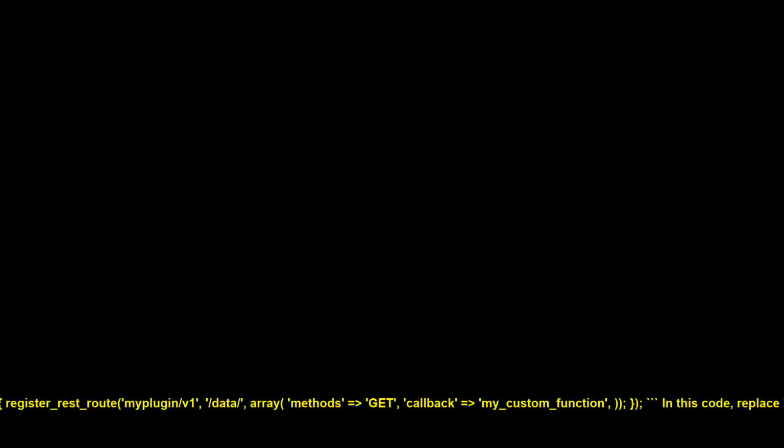To begin adding a custom endpoint, you will use the register_rest_route function. This function requires three parameters: the namespace, the endpoint, and the arguments. For example, start by adding the following code inside the function in your chosen location. PHP: add_action, rest_api_init, function, register_rest_route, myplugin/v1. The data part will be your custom endpoint.